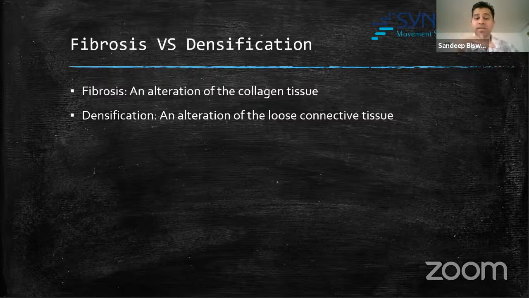And when we talk about densification, the problem is at the level of connective tissue or at the level of hyaluronic acid. So what happens, as I explained earlier, is the hyaluronic acid will change from a more egg white-like consistency to a more honey-like consistency. And when that happens, the tissues are not moving properly.